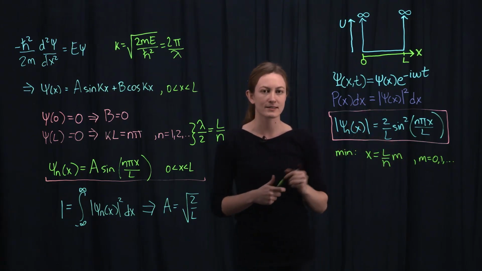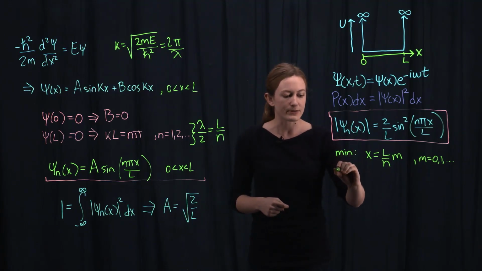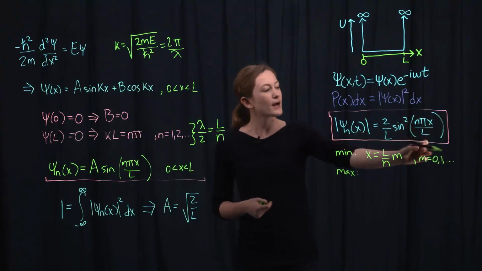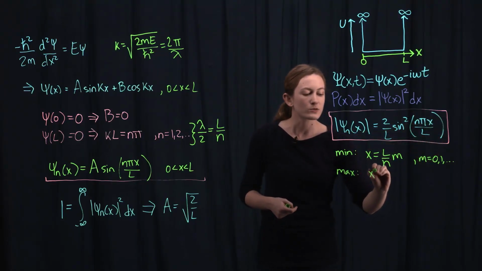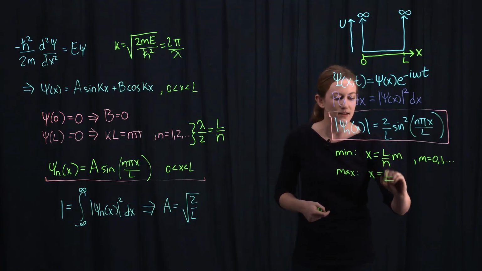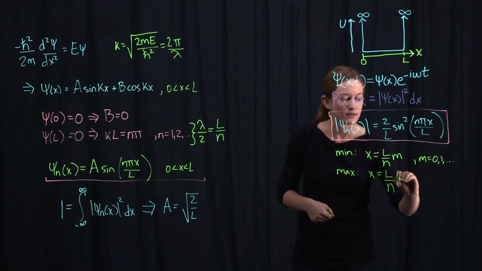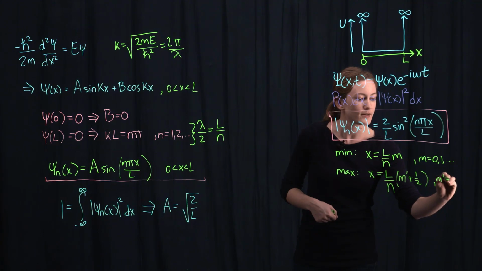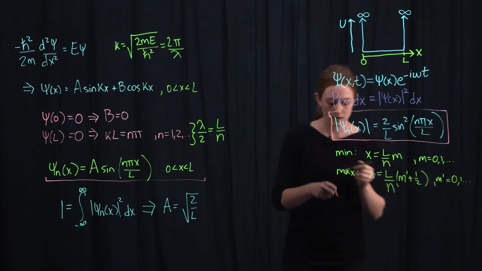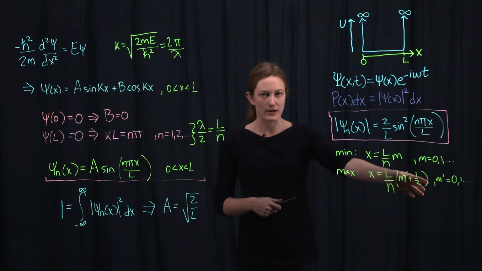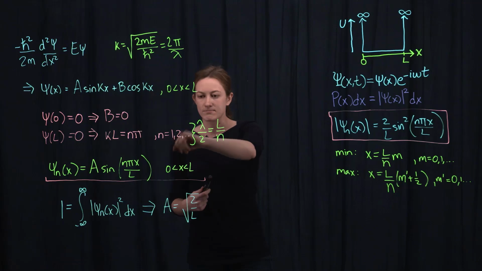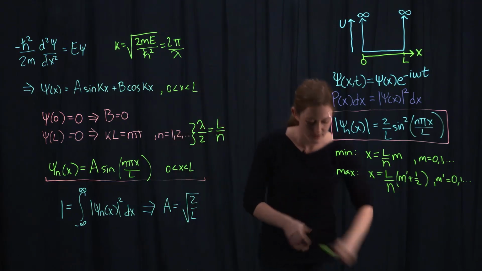non-zero inside the box. Then this probability density will be a maximum when sine squared equals 1, which happens when its argument is equal to a half integer multiple of pi, which we can write as L over n, let's call it m prime plus 1/2, where again, m prime is just some integer. Here it'll go up to n minus 1 for the same reason that this one only went up to n. And of course, n is a positive integer, 1, 2, etc.